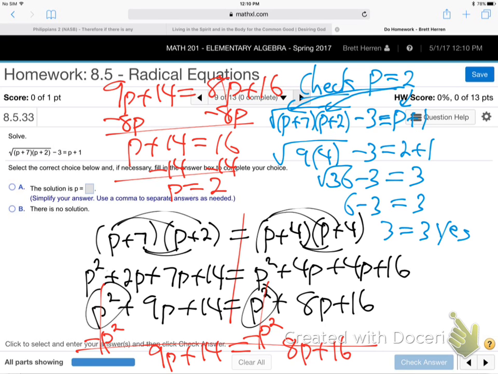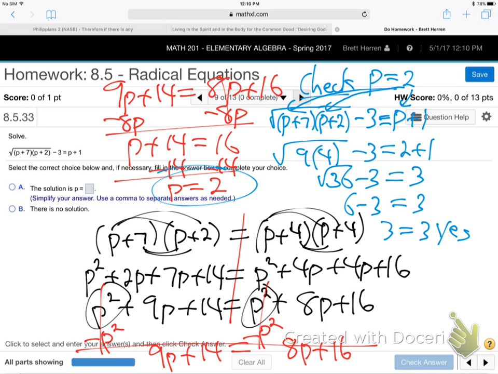Yes. So what does that mean? 2 is a true answer. The answer is not 3, it's 2. By p equals 2 plugged in, it made the two sides equal. I don't care what the number is at the end, just that the two sides are the same. They're equal.